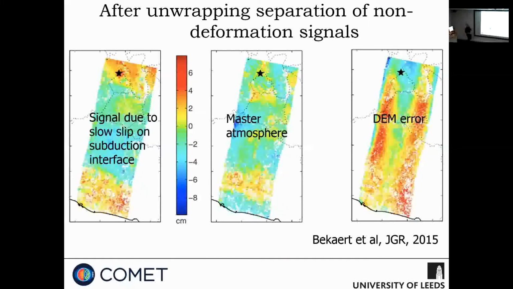And the other point is that when you follow this through with time series analysis, you start to pull out the signal we're interested in. In this case, it's a slow signal on a subduction interface. You can separate this out from things like atmosphere and errors in your elevation.